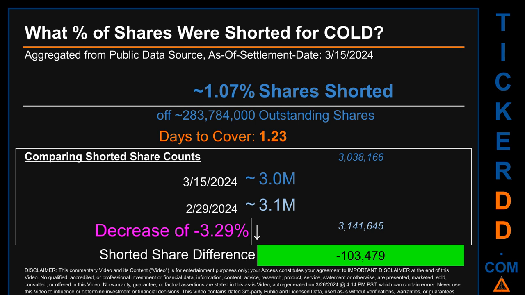When I compare the current 2-week period data snapshot against the previous period, ending in settlement date, February 29, 2024, I find that the current snapshot had roughly 103.5 thousand fewer shares shorted. This means that, compared to the previous snapshot, the current snapshot has a decrease of minus 3.29% of shorted shares.